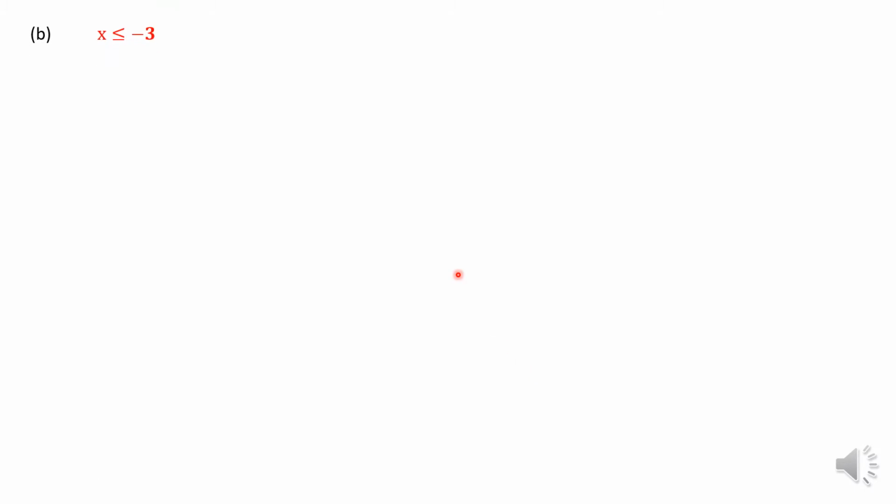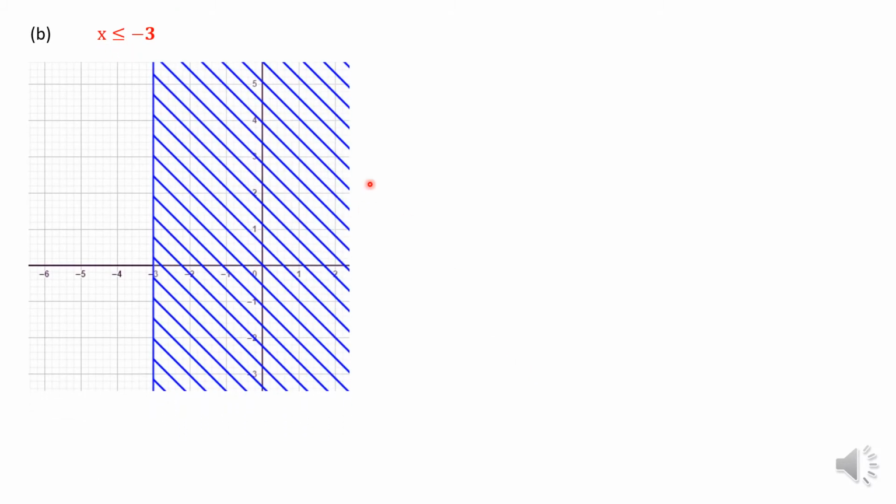Let's bring in another one. This one says x is less than or equal to -3. So what you have here is a solid line, and obviously all the values of x that are less than or equal to -3 are on the left. So then you shade whatever is on the right, because on the right is the opposite of that.